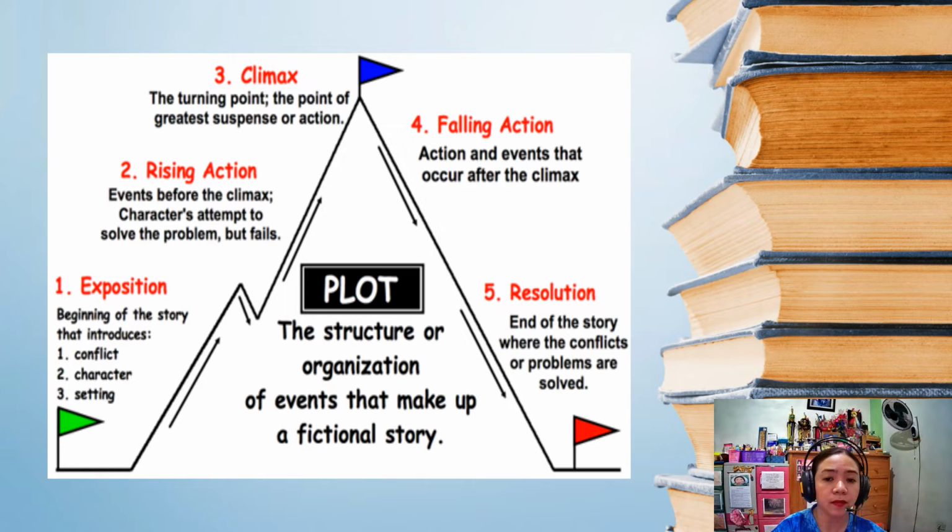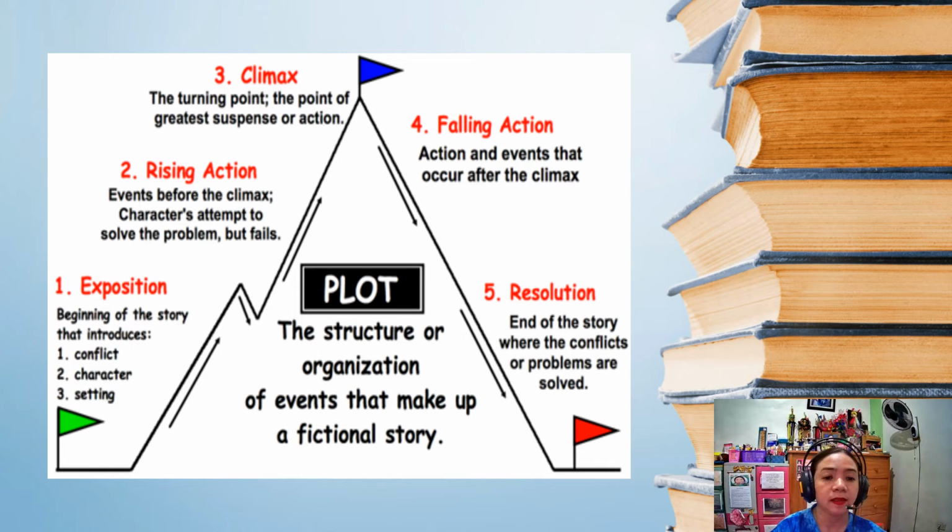So as a review, there are 5 essential parts of a plot. A plot is the structure or organization of events that make up a fictional story. Through the use of this, we can already have a summary of what we read in the story. First is the exposition, the beginning of the story that introduces the following: first is the conflict, second is the character, third is the setting. So these are what the exposition is.